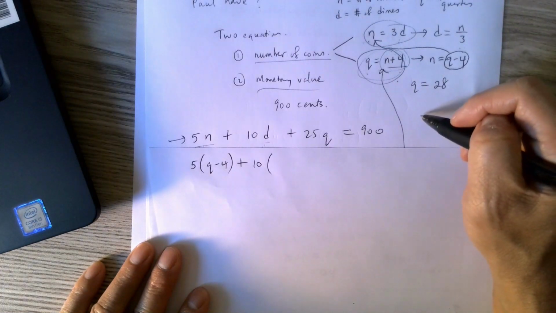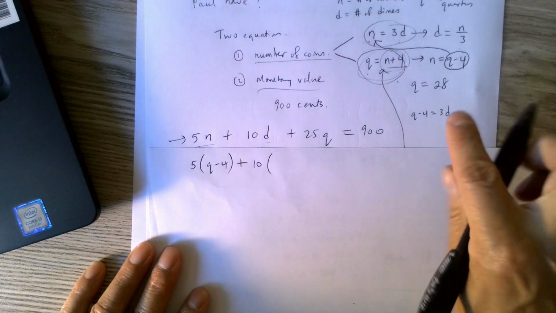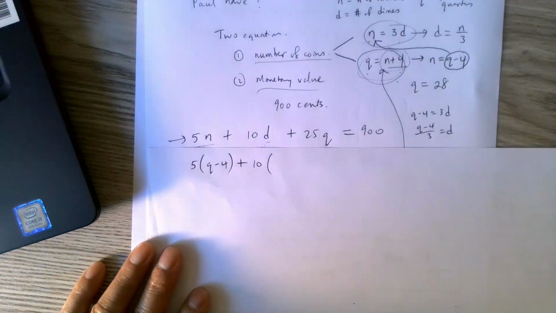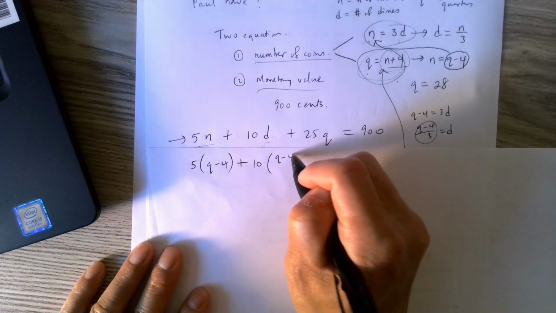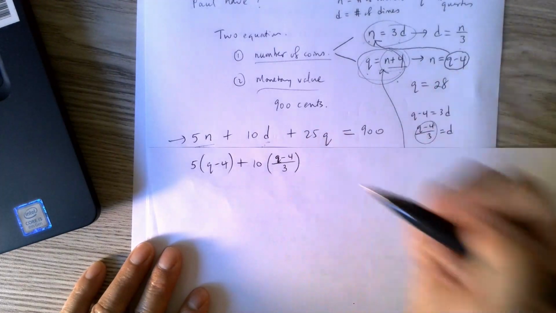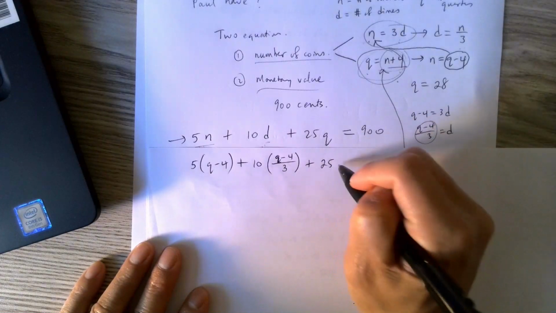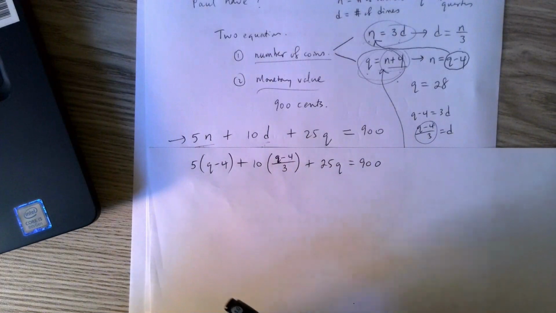And I'll write what I get down here. So if I replace that, I get q minus 4 equals 3d. And then divide both sides by 3. Q minus 4 over 3 equals d. So now I can put this in place of this d. Q minus 4 over 3. That's a q. And the 25q has a q, so I don't need to change anything there. Okay, now everything's in terms of q.